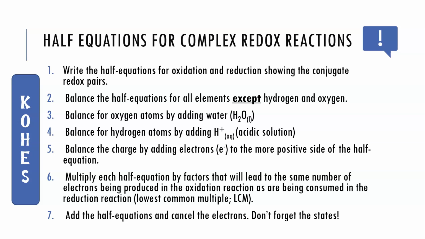What we need to do is pull out the redox pairs, and write half equations for oxidation and reduction showing the conjugate redox pairs. Then we follow a set of rules for balancing the redox reactions, and we must do these in order. The mnemonic to remember this is COHES.